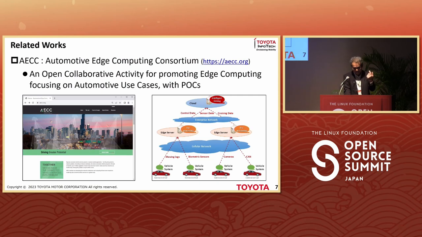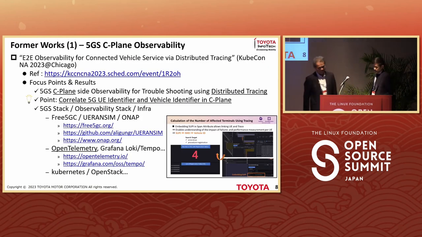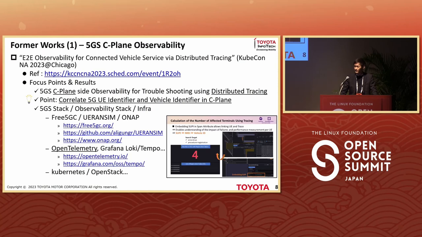Okay, and the next one is a partner collaboration. I want to let you know that I am interested in 5G network automation and optimization, for example, end-to-end network slice management. To realize it, observability plays an important role. OpenTelemetry has strong points in correlating telemetry, such as logs, metrics, traces, and so on. In last month's KubeCon, we instrumented the control plane of the 5G system with OpenTelemetry and utilized the UE identifier and vehicle ID to take correlation for analysis with UE granularity.